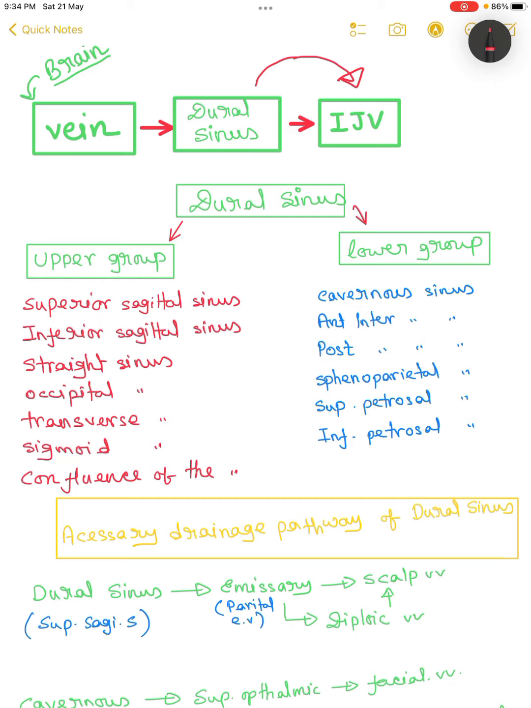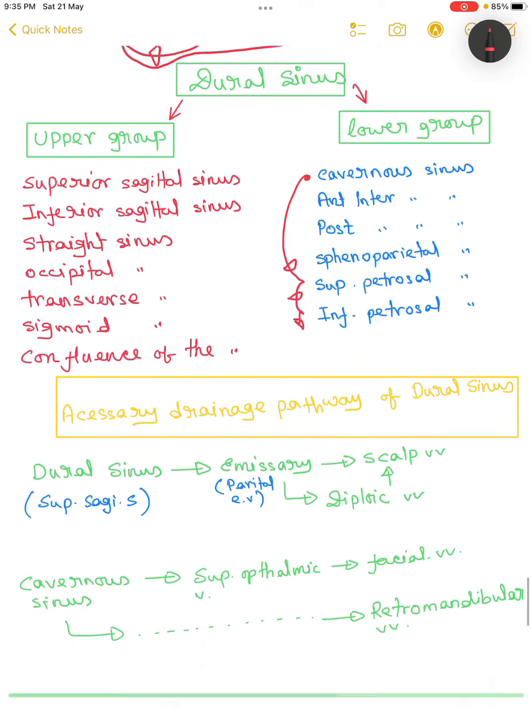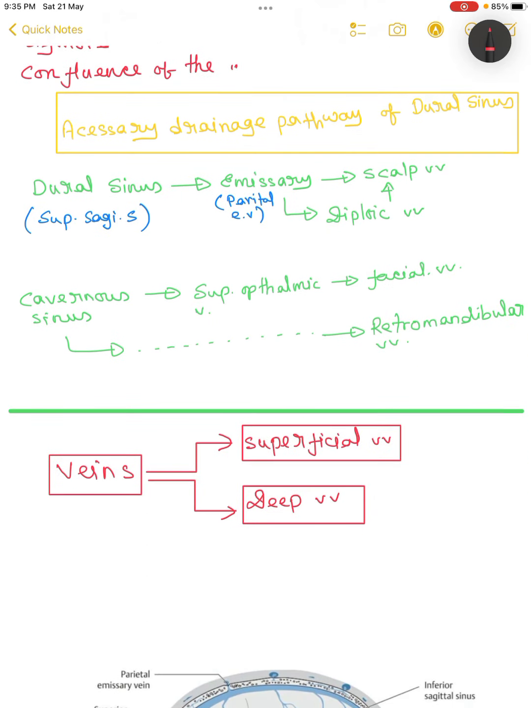For instance, if I take an example, the cavernous sinus will drain by what? Superior and inferior petrosal sinus, right? And in the end, it will go to where? Yes, the internal jugular vein. Now if the dural sinus first drains into a vein, and then that drains into the internal jugular vein, this is known as what? Accessory drainage pathway of dural sinus. Okay, now let's take an example and then we will have a clear idea.